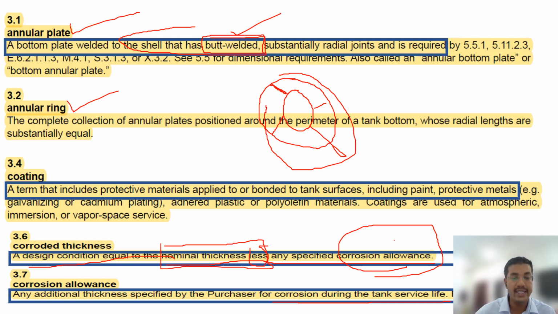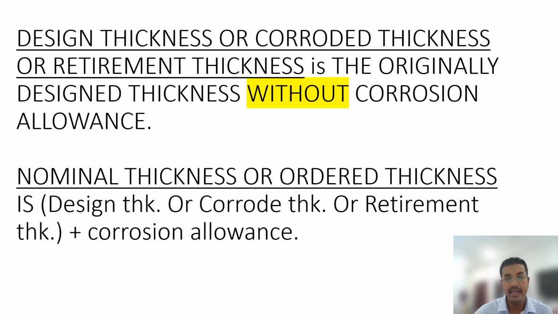So corroded thickness and corrosion allowance, here I mentioned it. You have to remember, a question will come. Design thickness, corroded thickness, retirement thickness: these three things are the same. What is design thickness? It is the same as corroded thickness and retirement thickness. It is the originally designed thickness.